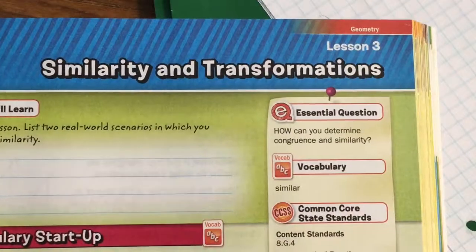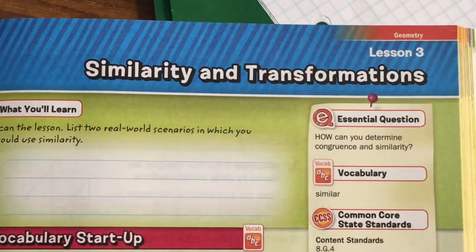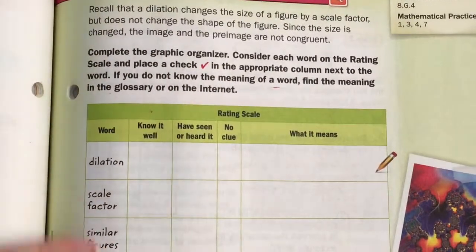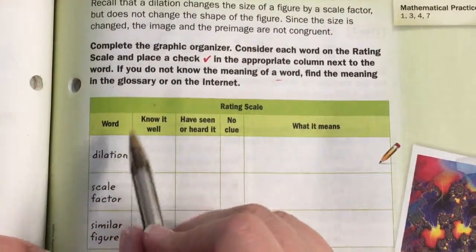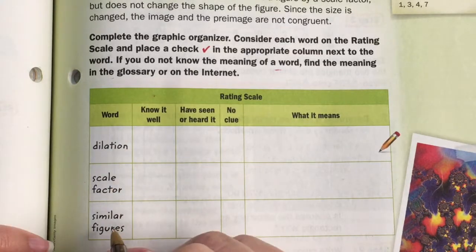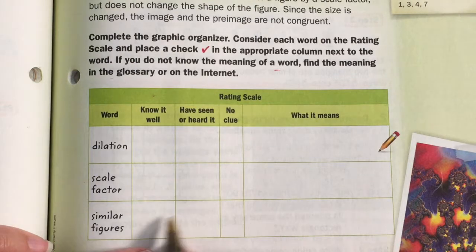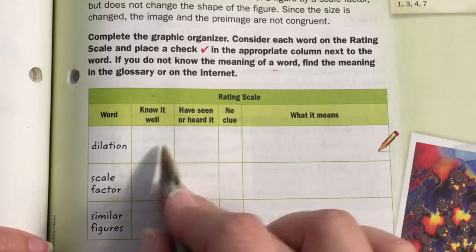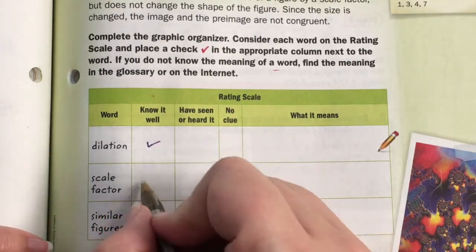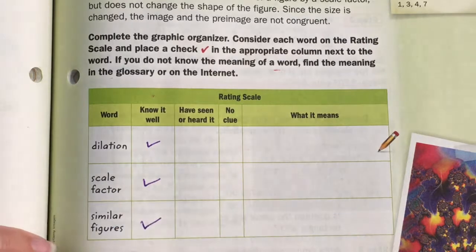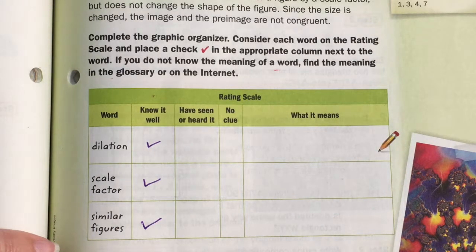Chapter 7, Lesson 3. Similarity and transformations. We're going to skip the top part because we can. We're just going to look at these three words: dilation, scale factor, and similar figures. I want you to rate yourself on how familiar you are with these. I'm the teacher, so I'm going to mark these. If you're not the teacher and you're not familiar with them, don't mark the ones that I marked.